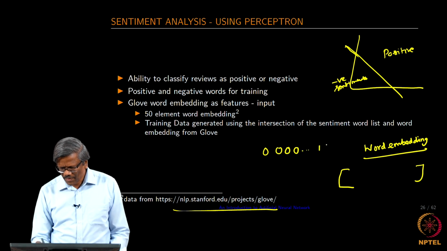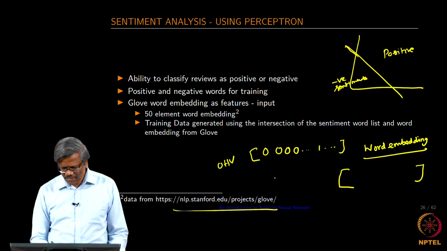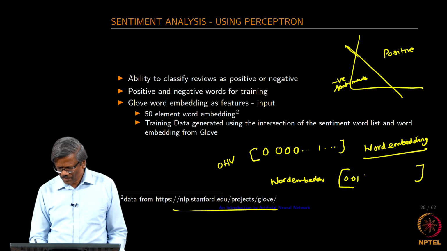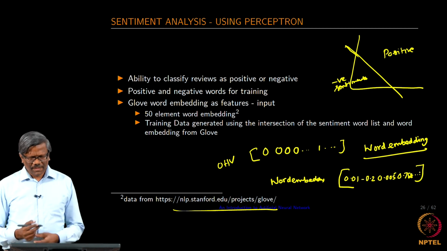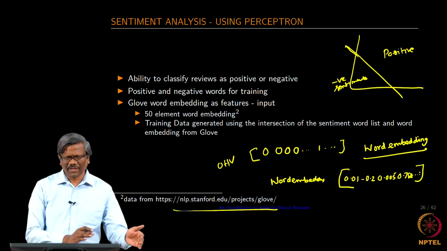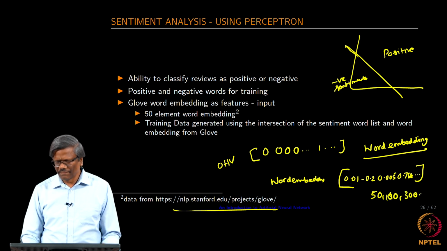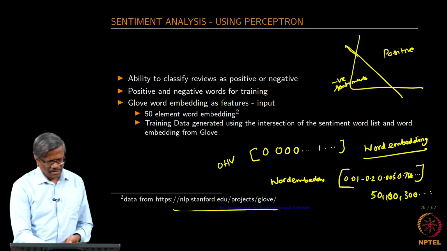If you take some positive word, this is your one-hot vector, and the word embedding for the same thing would be like this. This is a word embedding vector that contains about 50 elements. I am only taking the lowest possible size so that the computation can be done a lot faster. You have 50, 100, 300 dimensional word vectors available as part of the GloVe implementation.